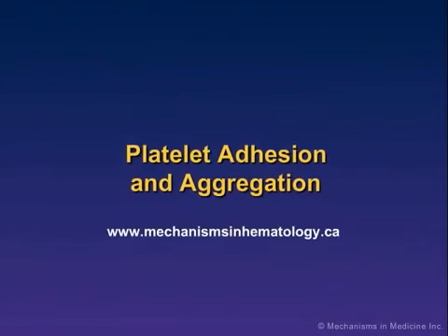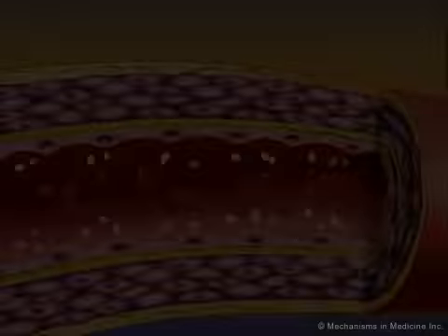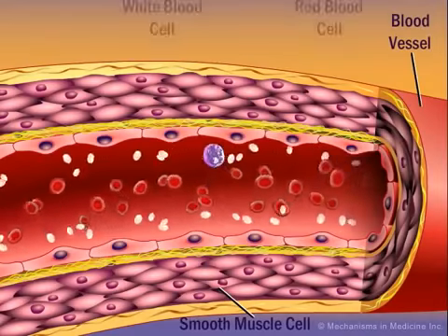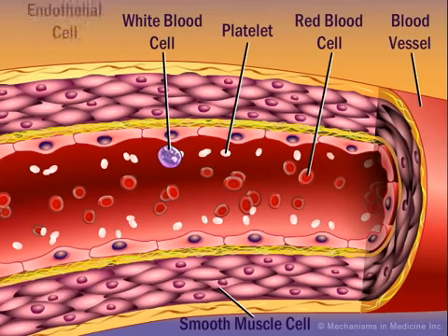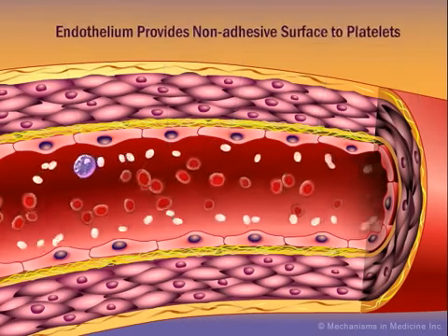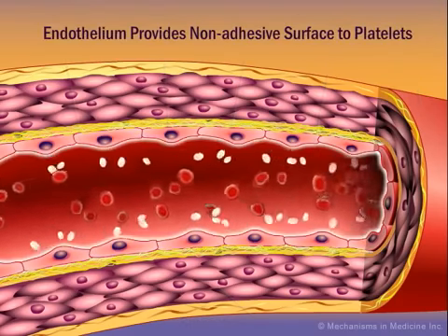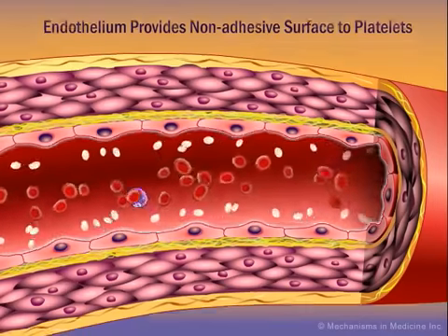Platelet adhesion and aggregation. In flowing blood, red cells predominate in the axial stream, while the biconvex disc-shaped platelets are marginated along the vessel wall, where they are well positioned to monitor the integrity of the endothelium. The normal endothelium provides a non-adhesive surface to circulating platelets.